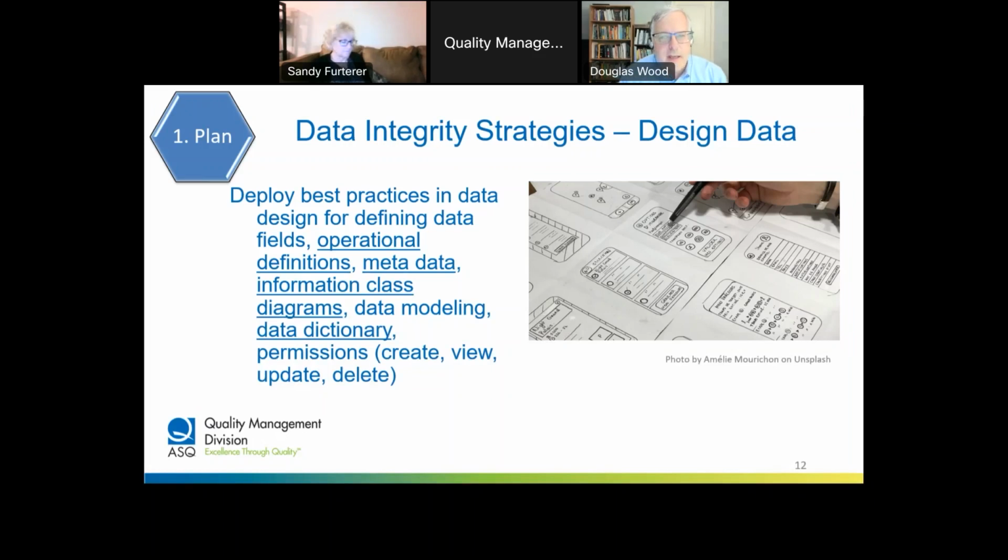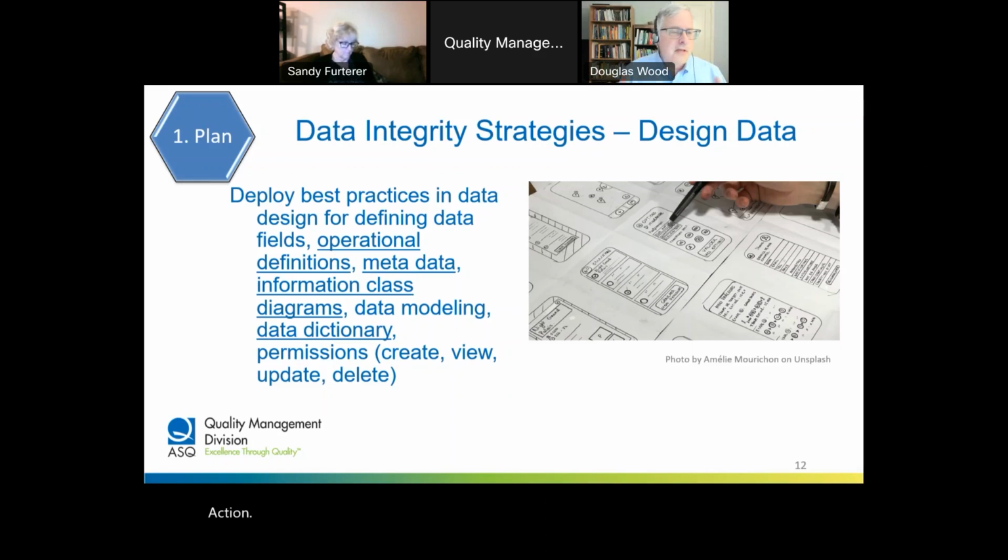So it all begins with planning. You need to use the best practices in data design we've been talking about here. Sandy's been giving us a great overview, including good operational definitions. That's data about data. Sometimes that's called metadata. This is making sure that you've described what the data means. Where does it come from? What are the different values, and how do you classify them? Information class diagrams are one technique. Data modeling is a technique that can be used. And a data dictionary basically just says, here are all the fields and what each of them means, okay?